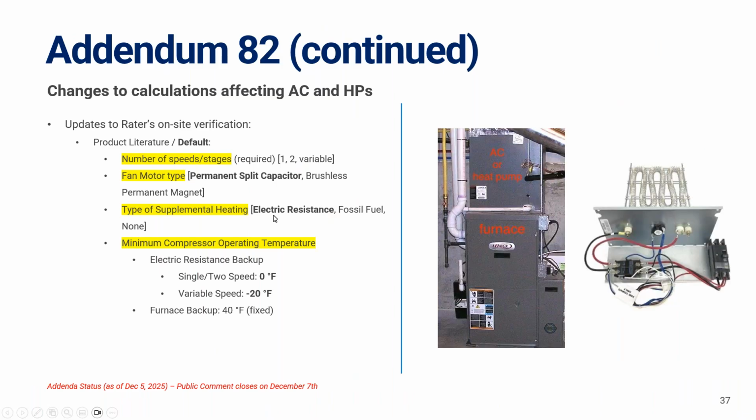The next one is the type of supplemental heating, and this one should be pretty easy to identify just through inspection. If you have a gas line coming in, your backup is going to be a furnace. And usually you'll see a breaker on the outside of the indoor unit to indicate that there's a large electric resistance strip heat for the backup. And if you don't see either of those, then there's no supplemental heating.